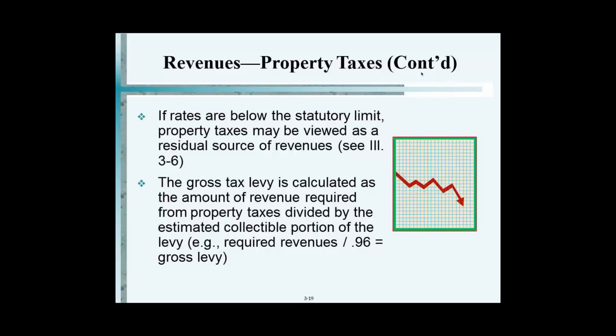Now you go to the tax collector and say, last year, when you went out to collect the taxes, what was your uncollectible portion? He says, well, 4% was uncollectible. I got 96%. It's like bad debt, a provision for doubtful accounts. So you say, all right, you collected only 96%. So if I need $960,000, how much do I need to raise to get 960? $960,000 divided by 0.96 gives me $1 million that I now need to raise so that I can get $960,000. That's the concept of gross tax levy. The gross tax levy is the gross amount that you need to raise so you'd have enough money that you projected as being needed for your budget.